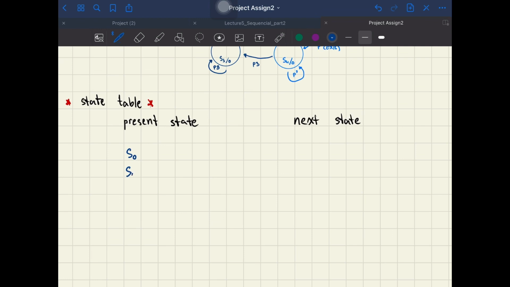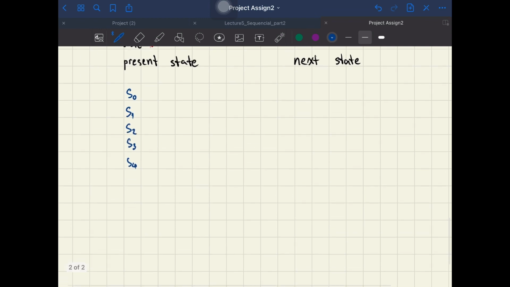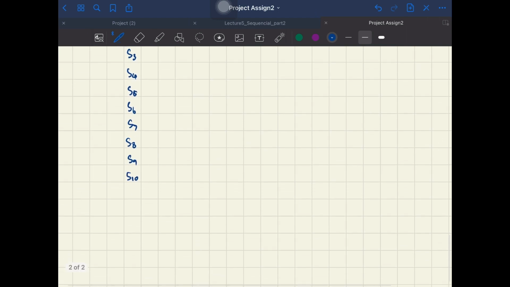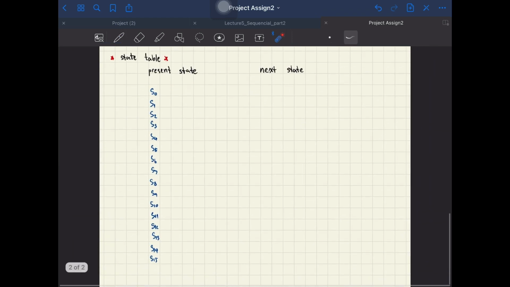So we have S0 state 0, S1, S2, S3, S4, 5, 6, 7, 8, and 9, 10, 11, 12, 13, 14, and then 15. Let's check it, about 16: 1, 2, 3, 4, 5, 6, 7, 8, 9, 10, 11, 12, 13, 14, 15, 16. Okay.